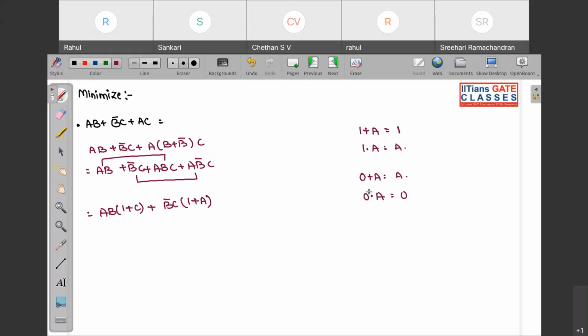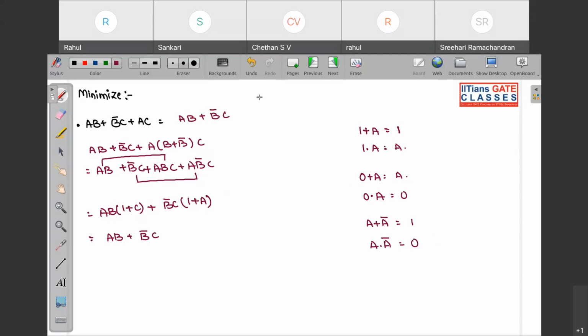Okay. Now, look. A plus A complement is equal to 1. A into A complement will be equal to 0. So these are a few Boolean identities that I wrote for you. Now look over here. I can write it as AB plus B complement C. So this was not minimized. If I had to write the minimized expression, it will be AB plus B complement C.